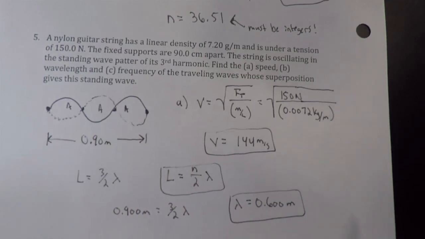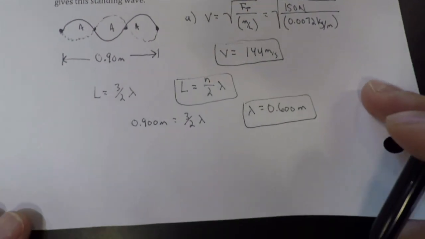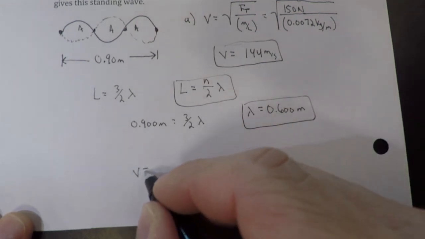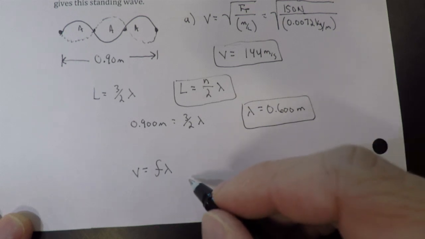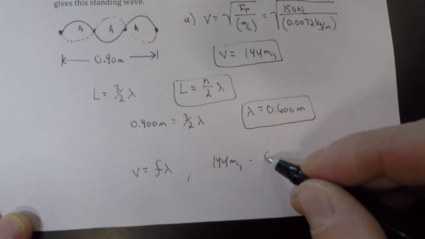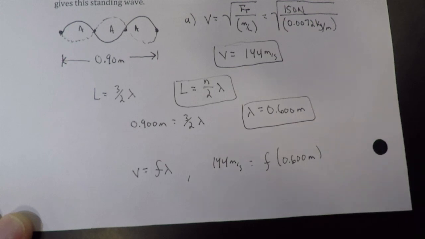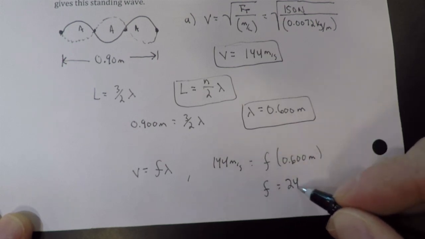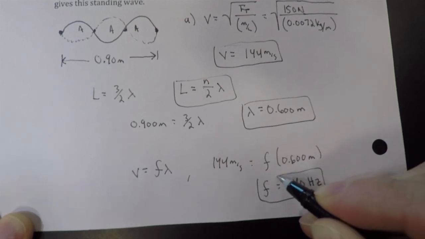And then the last piece, I need to find the frequency of the wave. And I don't necessarily have to use my harmonic equation to do this. Now I've got a lambda and I've got a speed, so probably the fastest way is to use the relationship between speed, frequency, and wavelength. So we'll use 144 equals frequency times 0.6 meters. Divide both sides by 0.6, and this particular guitar string is vibrating in its third harmonic with a frequency of 240 hertz.